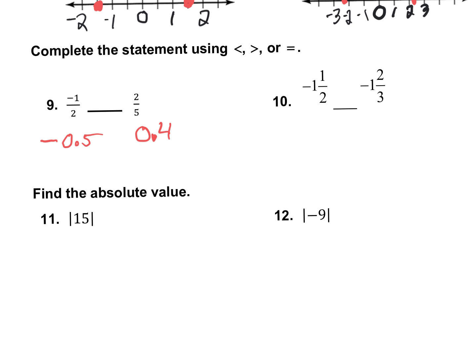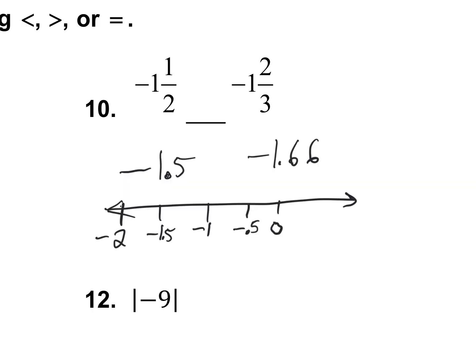All right, question 9, we need to compare these two values. Well, right away, I see I have a negative and a positive. So if I were to graph this, and this is 0, 0.4 would be here, and -0.5 would be here. So I know that a positive is always larger than a negative. So I would say that 2/5 is greater than -1/2.